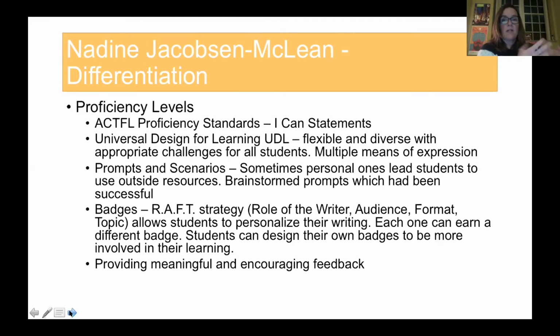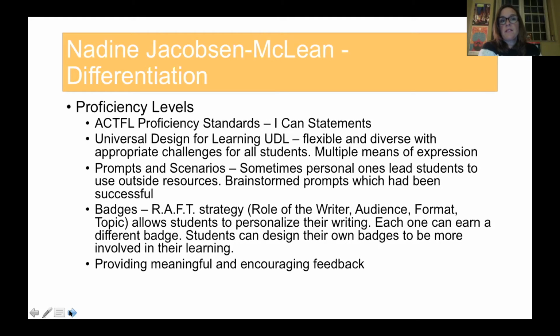But it can lead students to use what she called outside resources, or not stick to the skill level or the skills being worked on in that lesson, but to go above and beyond and use vocabulary and language aspects they weren't prepared for. So we brainstormed some prompts which had been successful at getting students to create with the language at the level where they were. You can go back to the TED Ed lesson to hear some of those ideas.